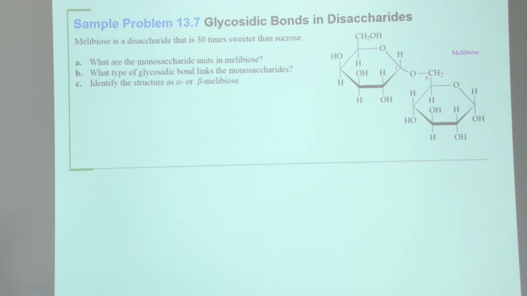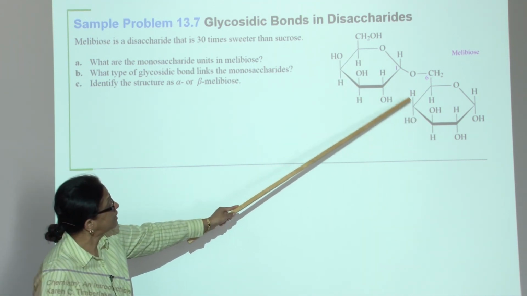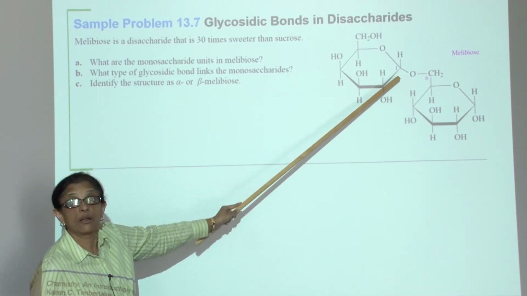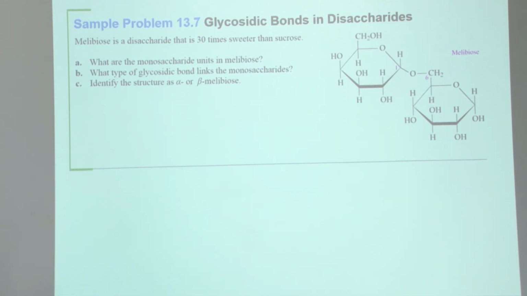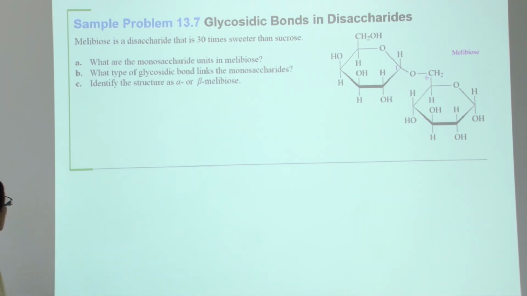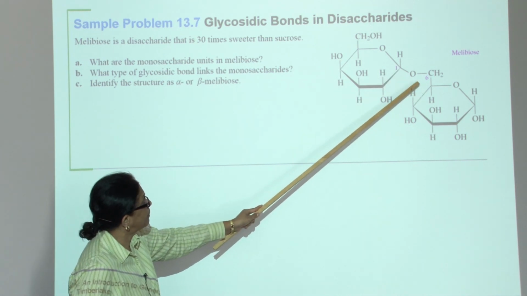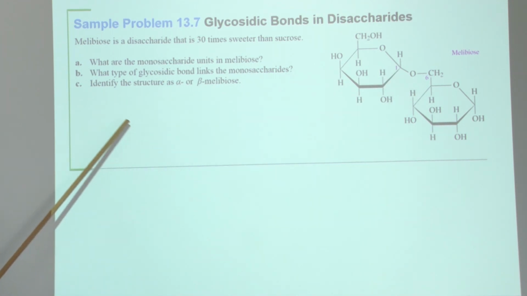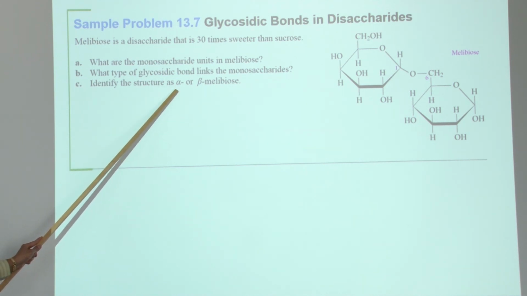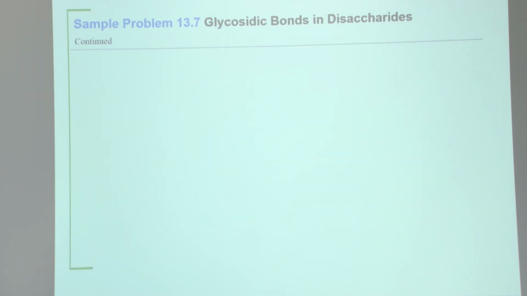Now this is a disaccharide. We are looking at a molecule of a disaccharide. How do we know that? There are 2 monosaccharide units connected using a glycosidic bond. So what are we going to do here? We will identify these monosaccharide units independently. What type of glycosidic bond? The 1,6 bond, that's what we will identify. Now we will identify the structure: is it alpha or beta isomer? So those are the questions.